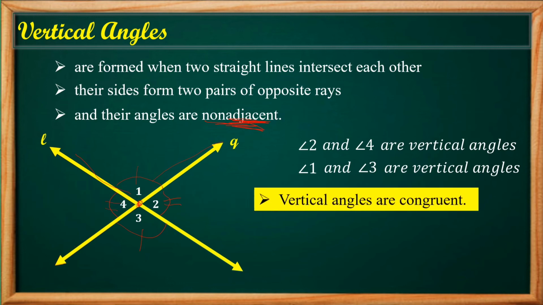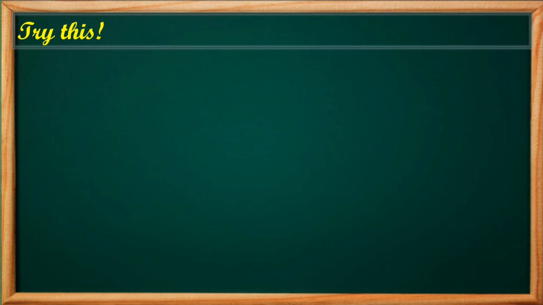Now, vertical angles are congruent. Kaya sinabi natin kanina that we discuss first the congruent angles. Now, the vertical angles are congruent. Because 2 and 4 are vertical angles, therefore angle 2 is congruent to angle 4. Then, angle 1 and 3 are vertical angles. Angle 1 and angle 3 are congruent.